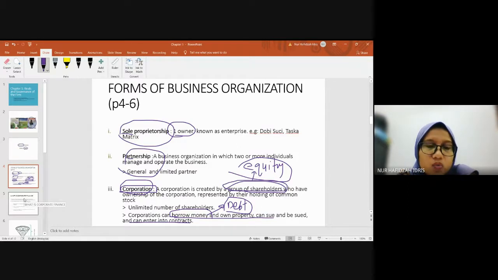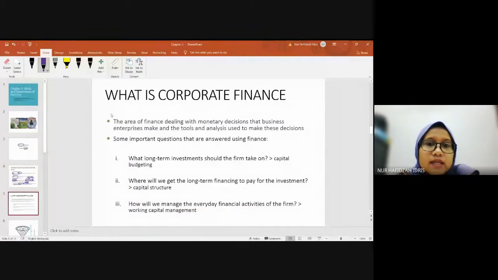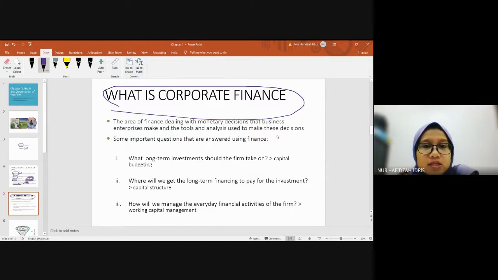Okay, so now we go deeper in what it means by corporate finance. So the corporate finance, this is the area of finance dealing with monetary decisions that business enterprises make and the tools the analysts use to make these decisions. So it is mentioned about the decision, dealing with monetary decision. So what does it mean by monetary decision? What kind of decision that the company should take?